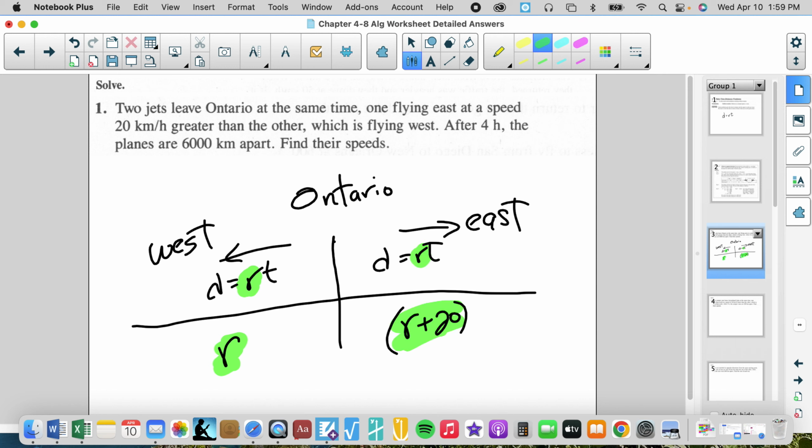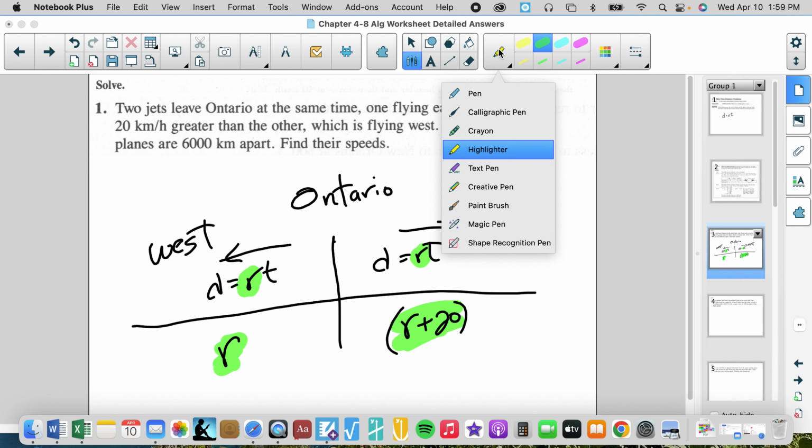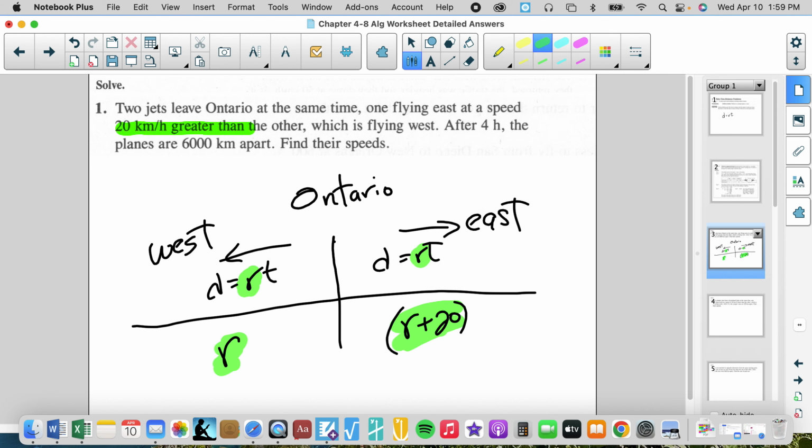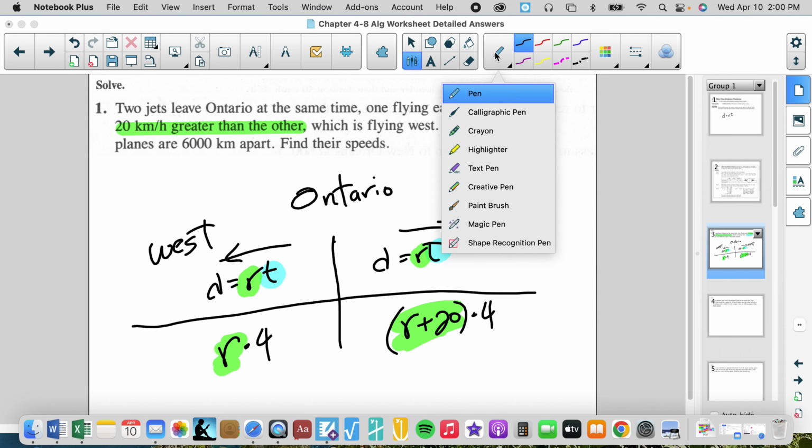And then it says, after 4 hours, the planes are 6,000 kilometers apart. This is the speed, which is flying at a speed, so we know that. Now we're given time, 4 hours. And what do we know about the time? The time is the same, because they start at the same time, and they're going to fly for 4 hours. So I'm going to put T, 4, and we're going to put 4 in for T for both of those equations.